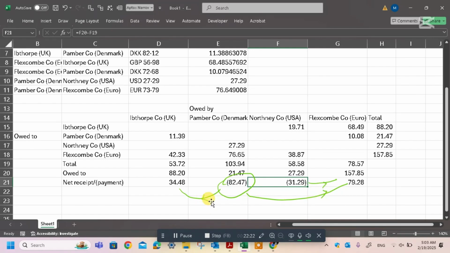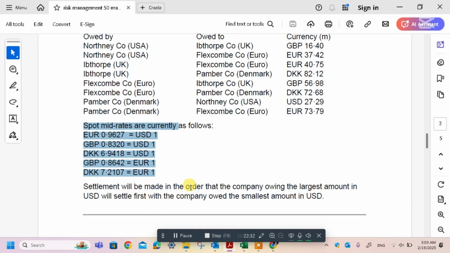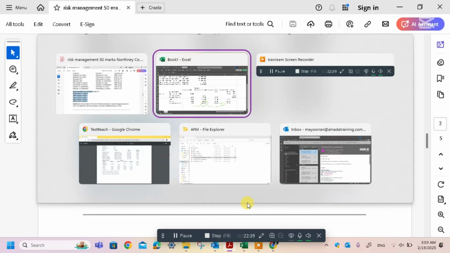That's the plan. Once again, see, the company owing the largest amount will pay to the company that is to receive the smallest amount. See, made in the order. The company owing the largest amount in USD will settle first with the company owed the smallest amount.